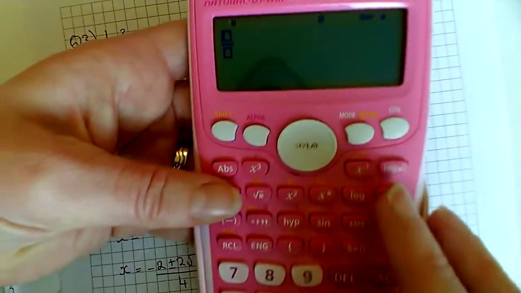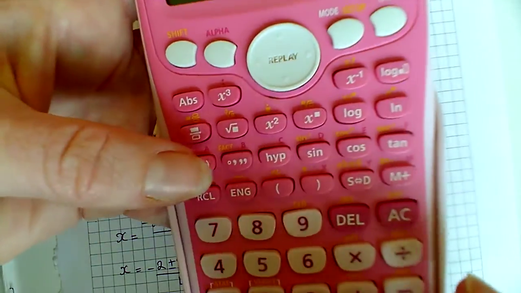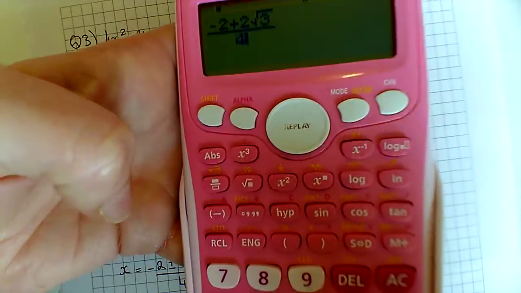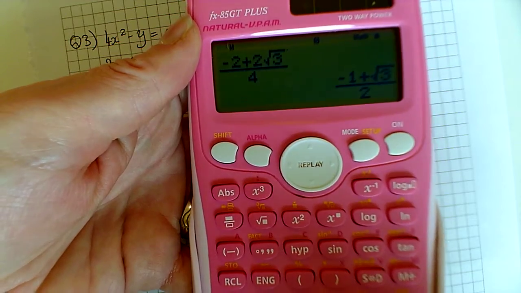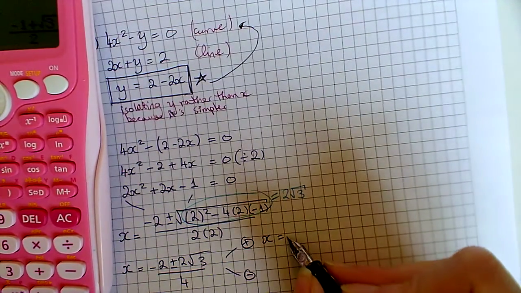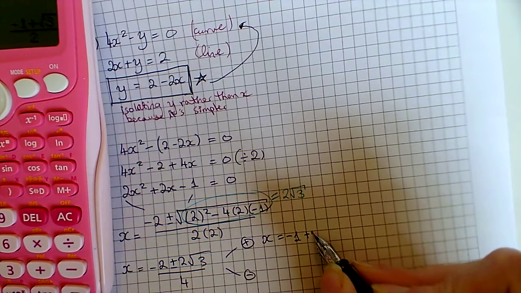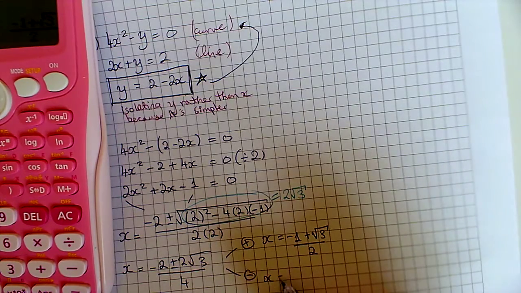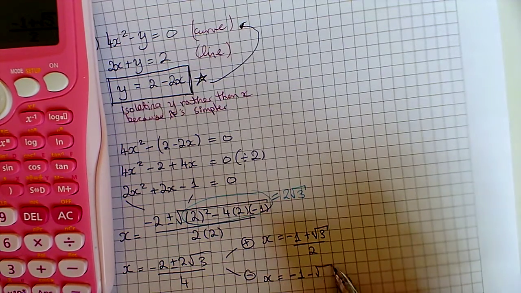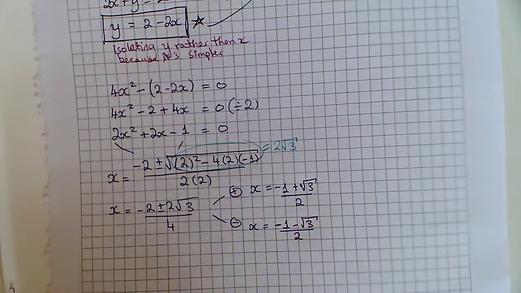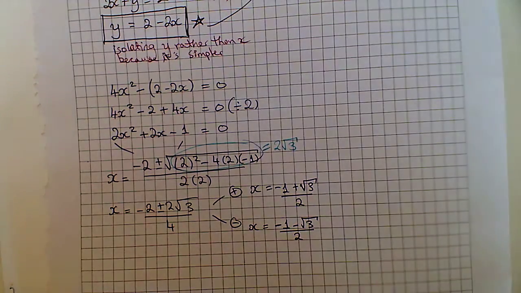So we have minus 2 plus 2 root 3 all over 4, and I get minus 1 plus the square root of 3 over 2, and when I fill in the minus I get the same thing, but with a minus the square root of 3 over 2. So we get 2 answers like that. Now, if you went ahead and changed those to decimals, that's fine.